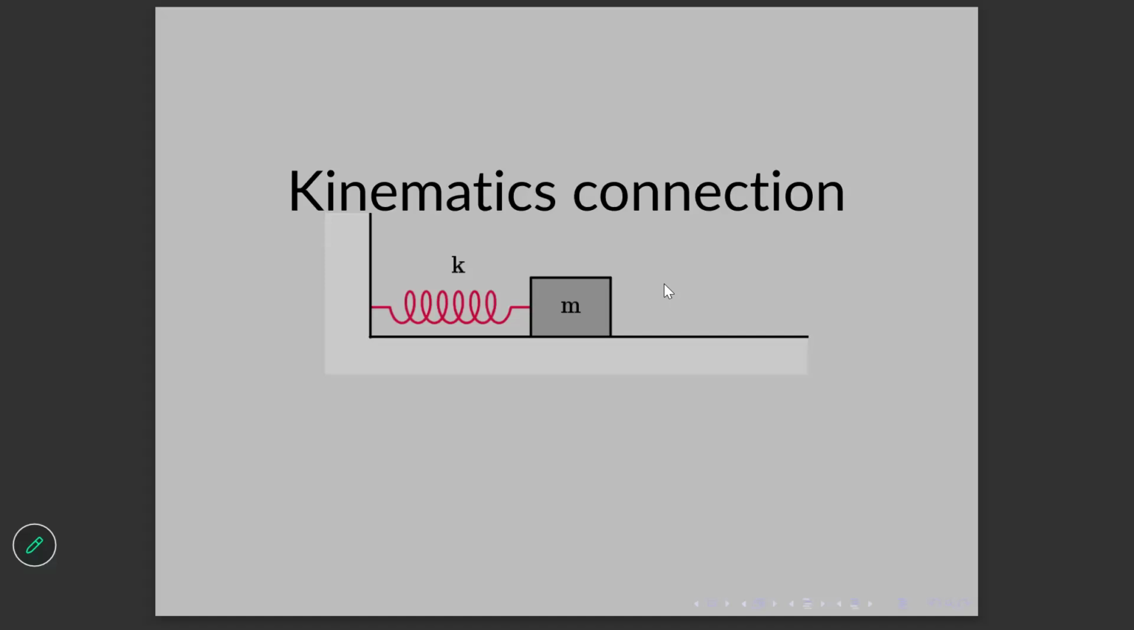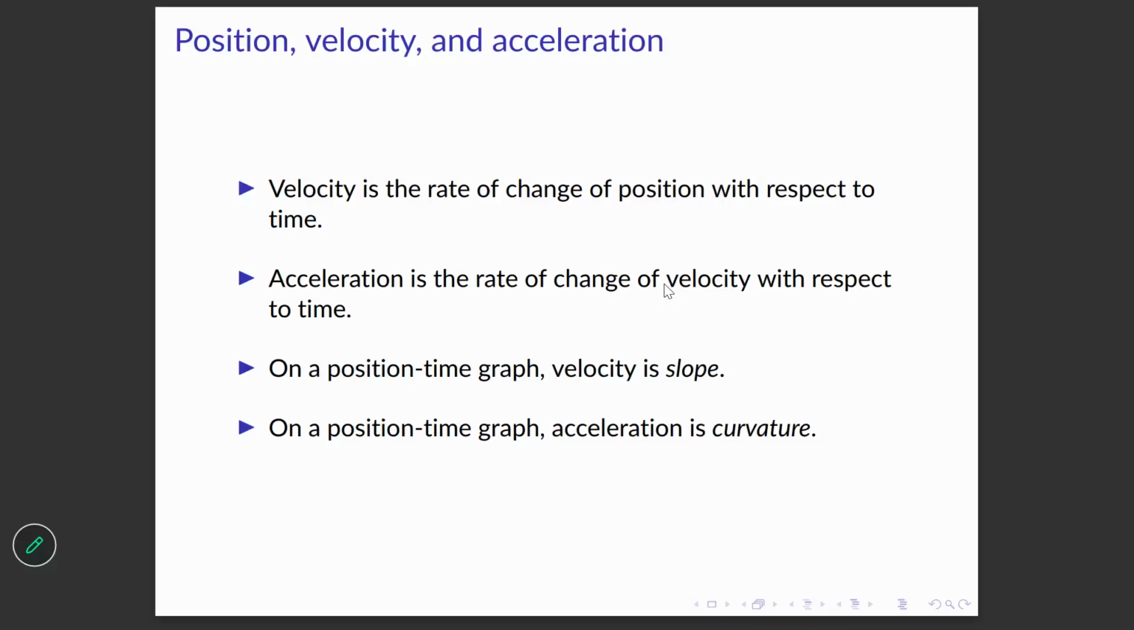I need you to remember what kx is, and I also need you to remember a little bit about velocity and position. Velocity is the rate of change of position as time passes. Velocity is the slope of a position graph.